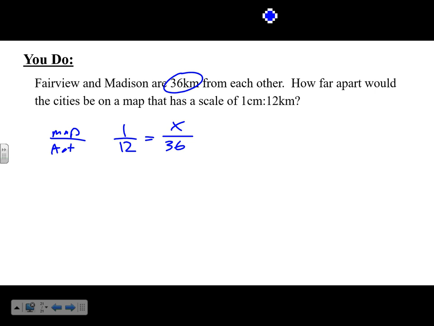So now I have 1 times 36 is equal to 12x. Divide both sides by 12. We end up getting 3 is equal to x, which is your centimeters.